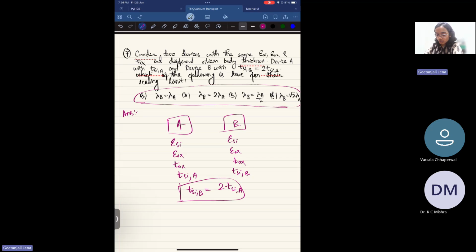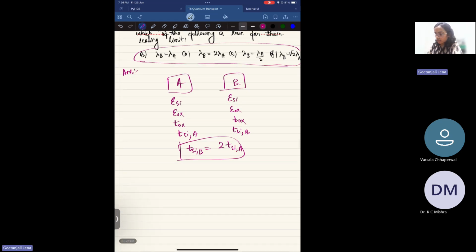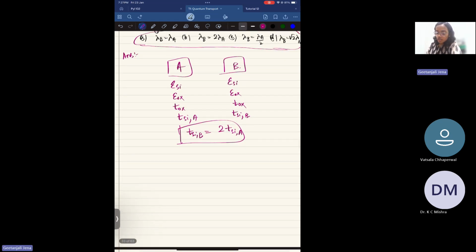Option C. Okay, let me go through the solution first. So lambda is related to epsilon Si. We are considering that the channel is made up of silicon.